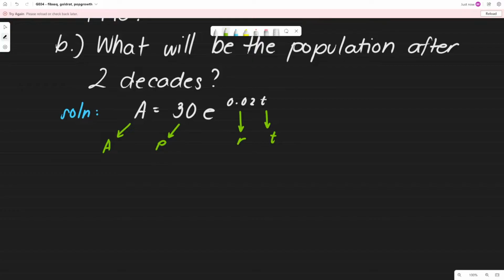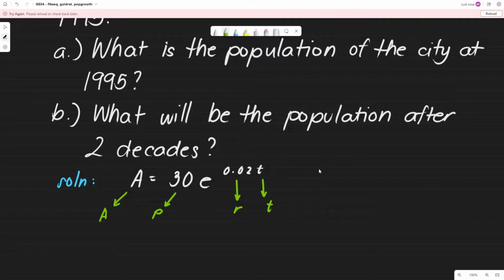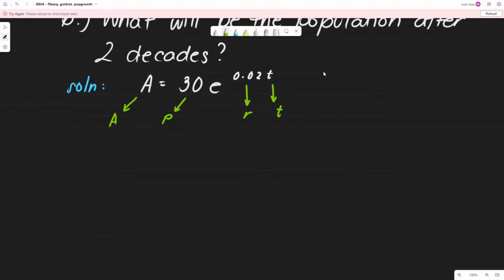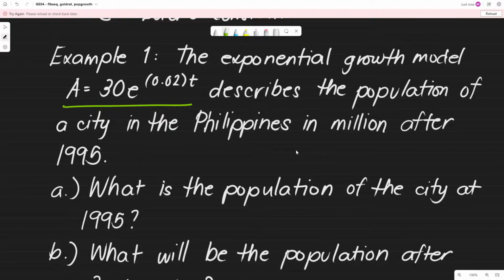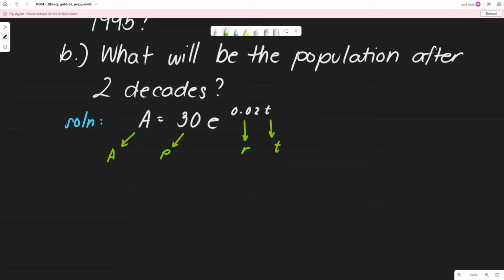So if we're going to check what is the population of the city at 1995, in order for us to determine what is T, we need to go back and check the problem. What is our reference? It says this model starts at 1995. So this means at year 1995, this is our population, equal to 30 e raised to 0.02t. Let me write here: time reference is 1995. So this is in years. When you see this, it is automatically in years.